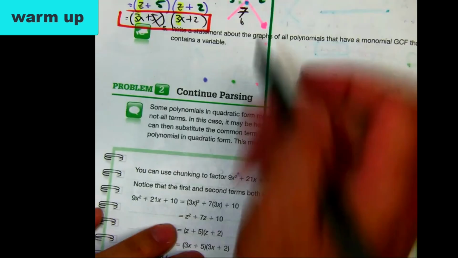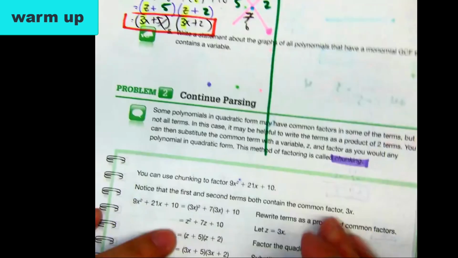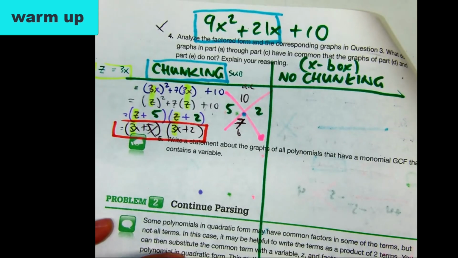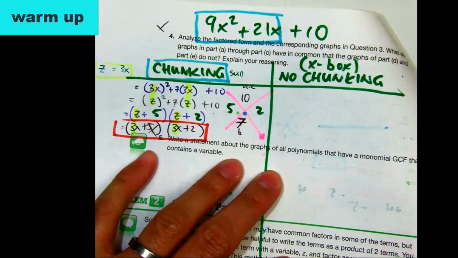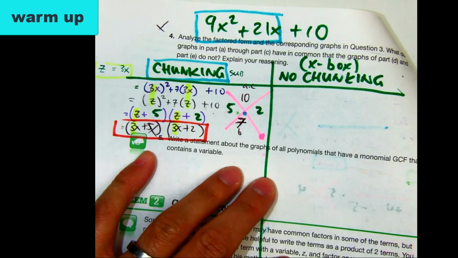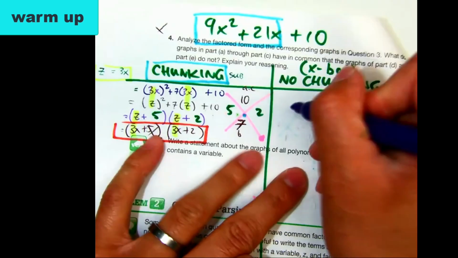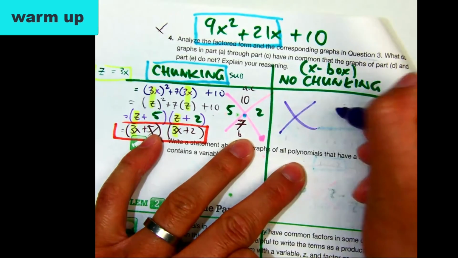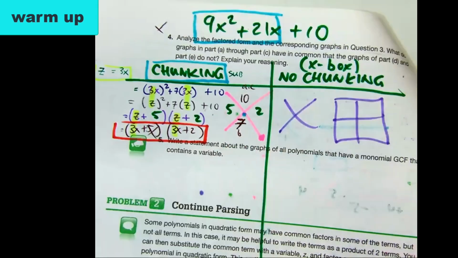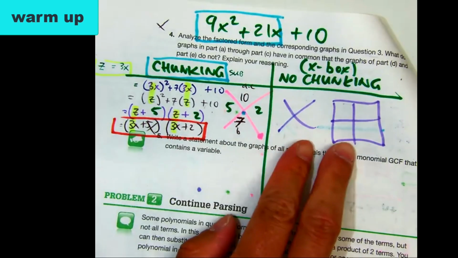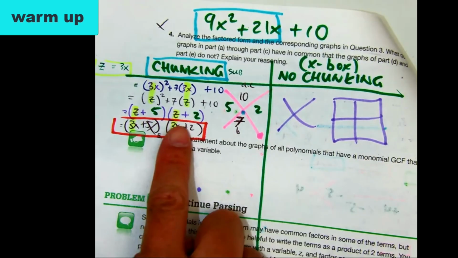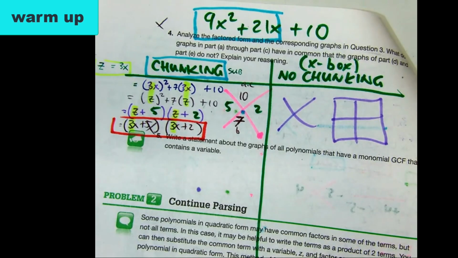So the Xbox method says even though you may not recognize this chunking method, you can still do the problem. Let's do that together. Class, why do I have to use the box on this side but not on this side? Talk to your partner, 5 seconds. Let's see if you get it.